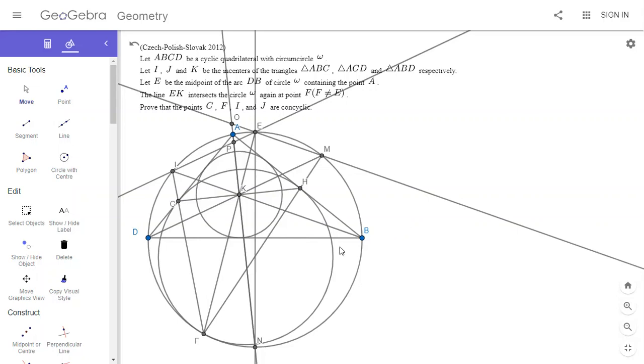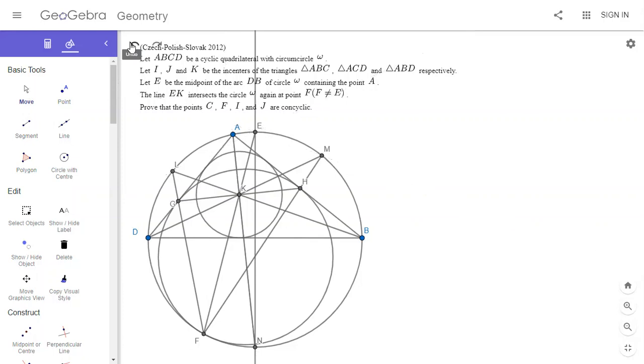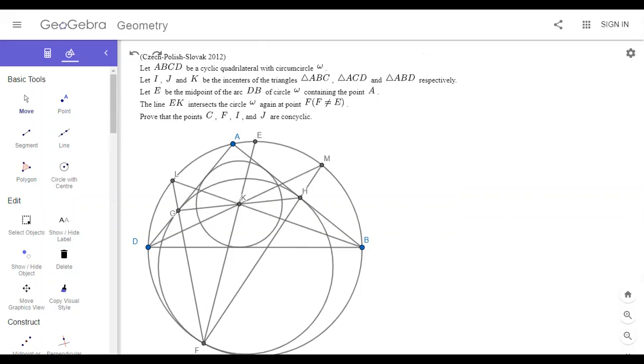Okay. Since we only have 10 minutes left, I'm just going to start writing this up. Let's see.